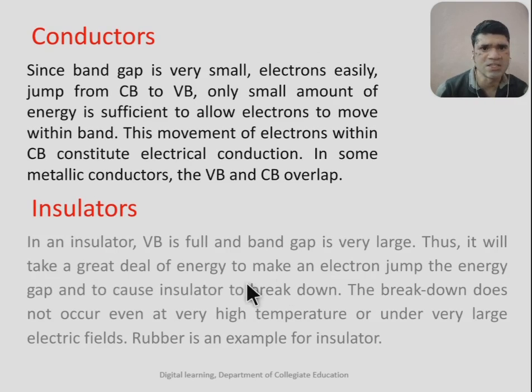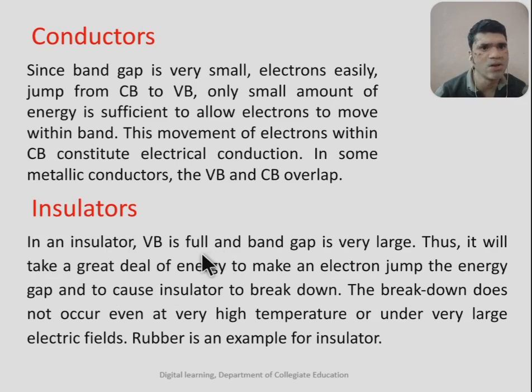So next, insulators. In an insulator, the valence band is full and the band gap is very large. Thus, it will take a great deal of energy to make an electron jump the energy gap and to cause the insulator to break down. The breakdown does not occur even at high temperature or under very large electric fields. For example, rubber is an insulator. Since the band gap is very large, electrons cannot jump from the valence band to the conduction band, hence there will be no conduction of electricity, and therefore the material acts as an insulator.